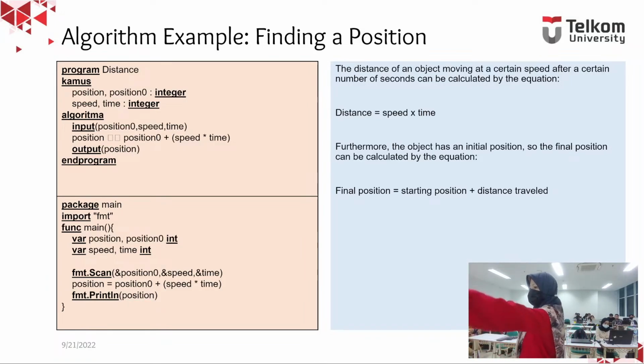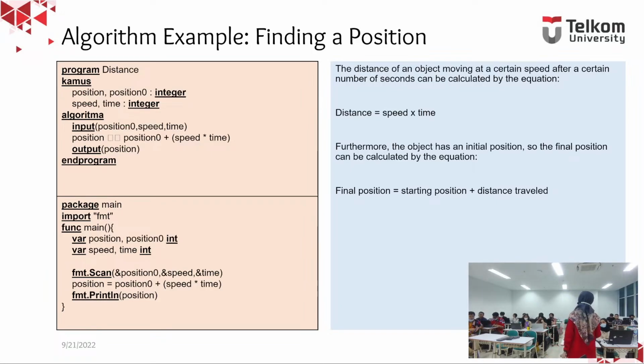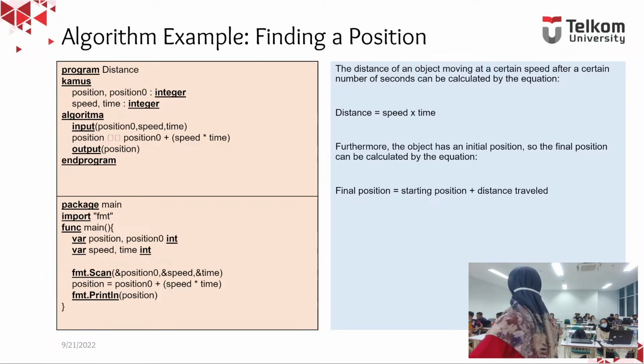Next, the algorithm. This is the instruction. So getting input from the user is translated to this statement, fmt.Scan with uppercase S. Don't forget. Go is a case-sensitive language. That means you have to be careful with the difference between uppercase and lowercase characters. Okay, and here you see this ampersand symbol. What does it mean?